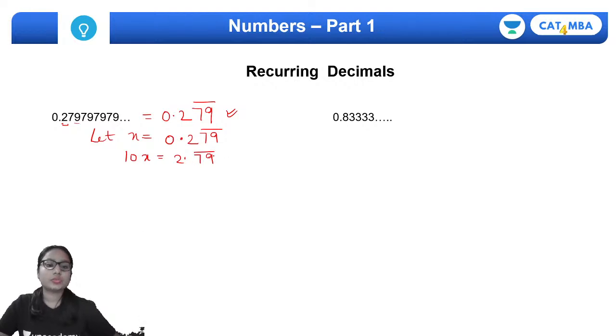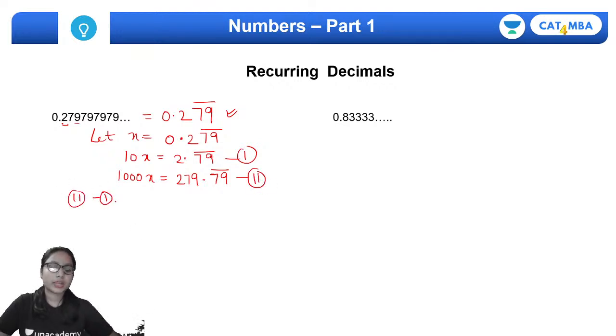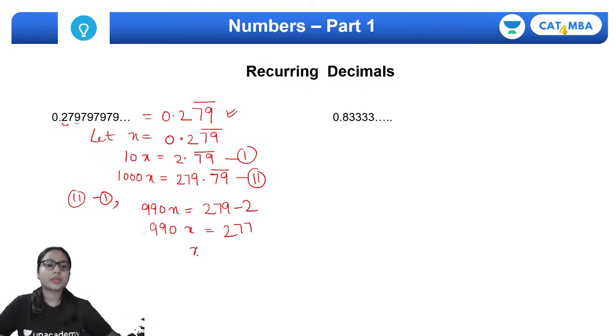Now this is changed into the previous form. So let us take this as the first equation. Now we'll multiply it by 100 again. So we get 1000x is equal to 279.79 bar. Okay, so now let us take this as equation second. We'll subtract both the equations, equation 2 minus equation 1. From here I get 990x is equal to 279 minus 2. So I get 990x is equal to 277. So I get the number x is equal to 277 by 990.